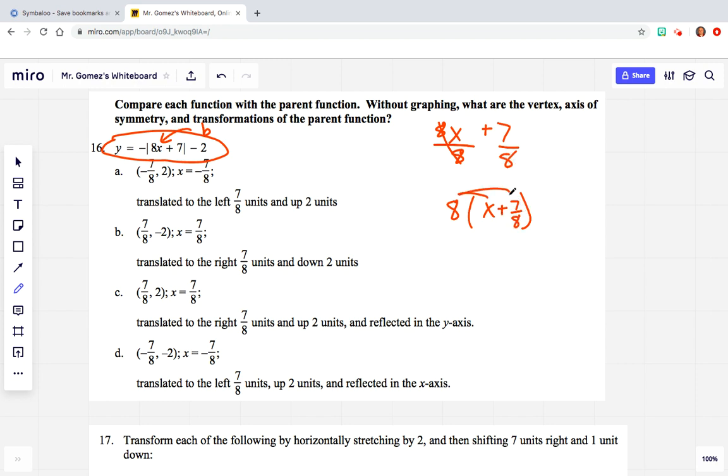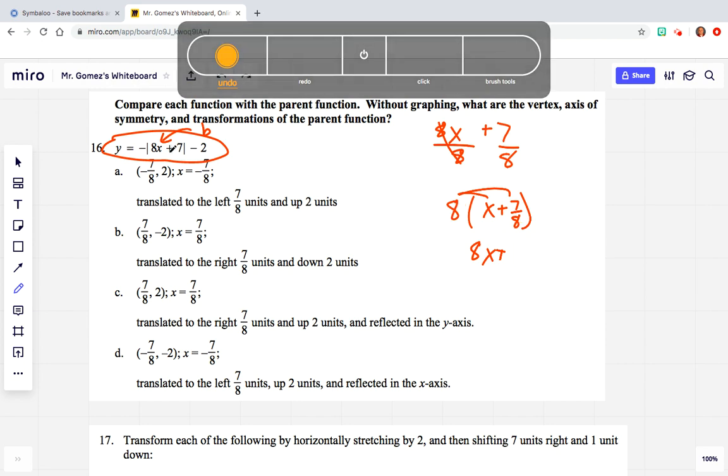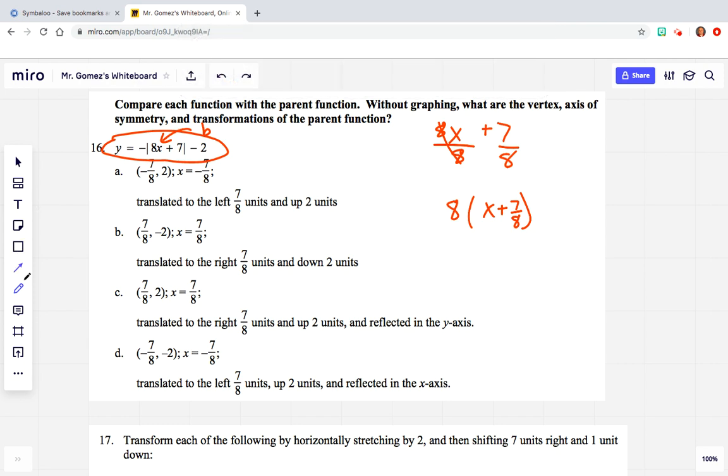And yes, if we were to redistribute, you could check it out and get 8x plus 7, because 8 times 7/8, the 8s would cancel and the 7 would be left. So hence we would get the original stuff that's inside of the absolute value piece. So that's a good way to check it. All right, so in the absolute value piece, what we're going to have now is this negative out in front and then this -2. So this is our equation.